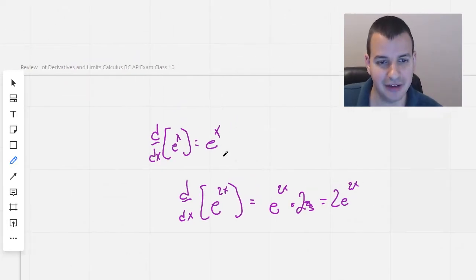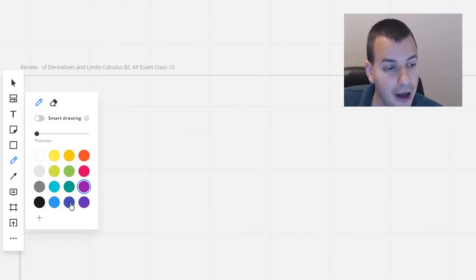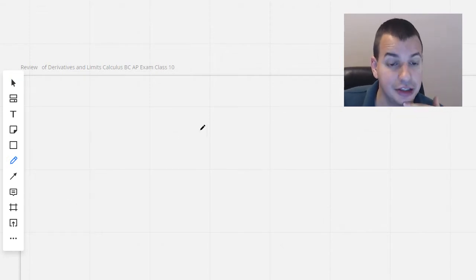One interesting caveat that comes to this is when you see something that's not e to the x. So, the derivative of 2 to the x.